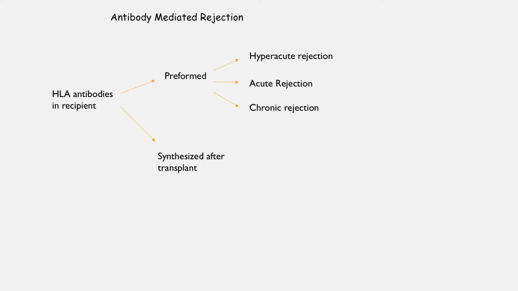HLA antibodies that result in transplant rejection can be present even before transplant. These preformed antibodies can result in hyperacute rejection or acute rejection. And people who have preformed HLA antibodies also have a higher incidence of chronic rejection and a higher incidence of graft loss. Similarly, these antibodies can also be synthesized after transplant. And antibodies that are synthesized after transplant can result in acute rejection and chronic rejection.